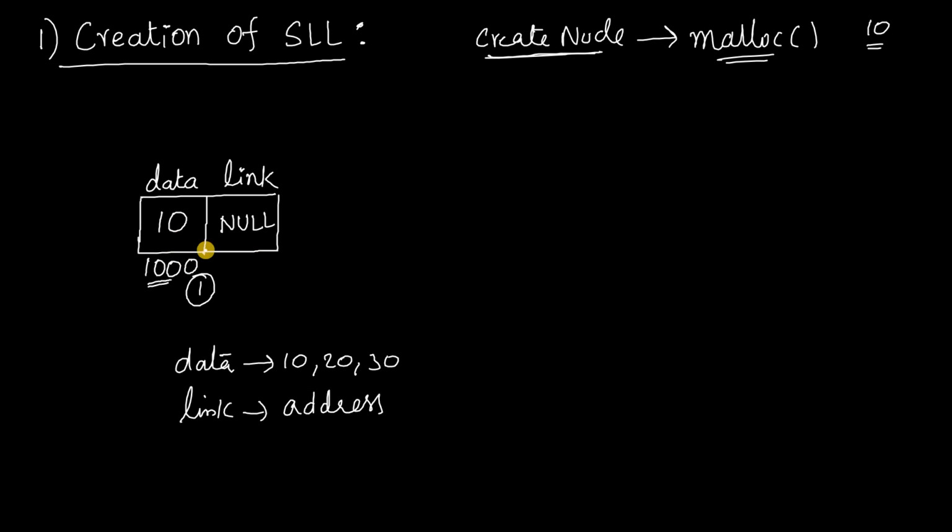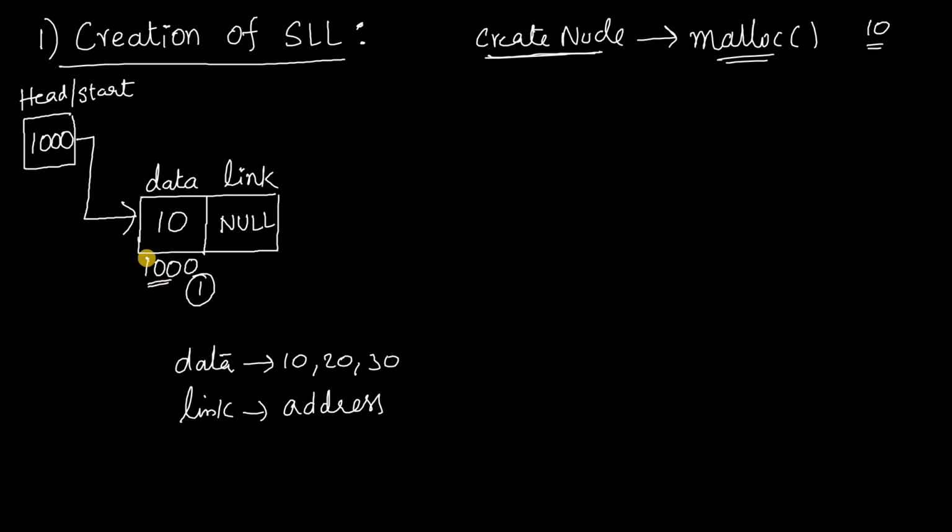Okay, so since this is a first node, the address of the first node is stored in a special variable called head or start. Okay, so what is the address of the first node? That is 1000. So store 1000 here, so that a link will be formed like this. That means this head will always store the address of the first node in the list.